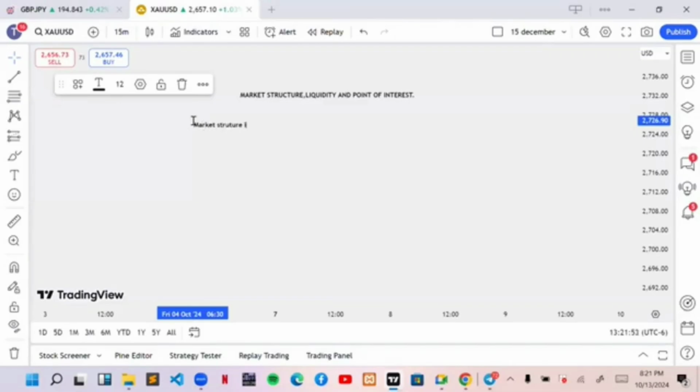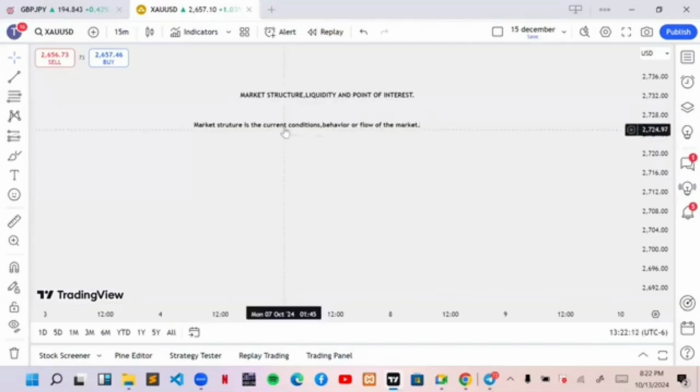So market structure is the current conditions, behavior, or flow of the market. So that's what market structure is.